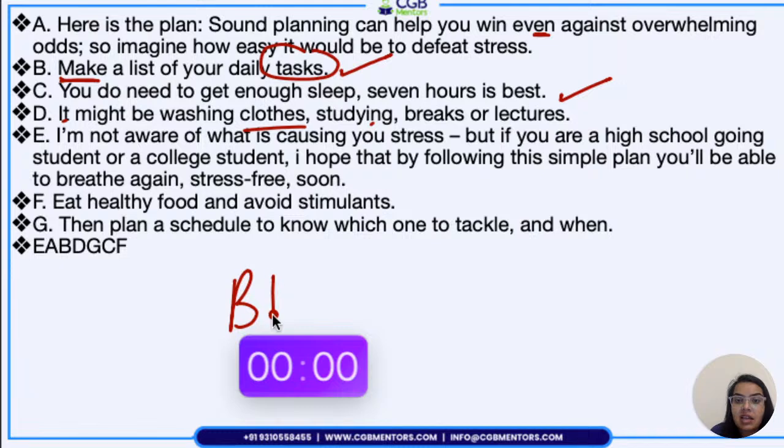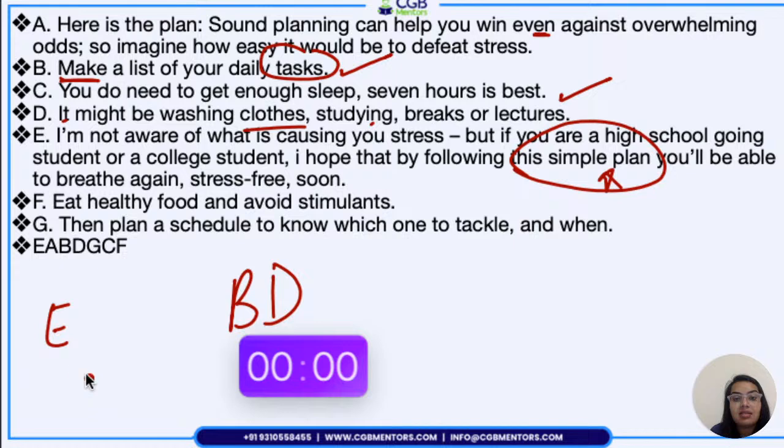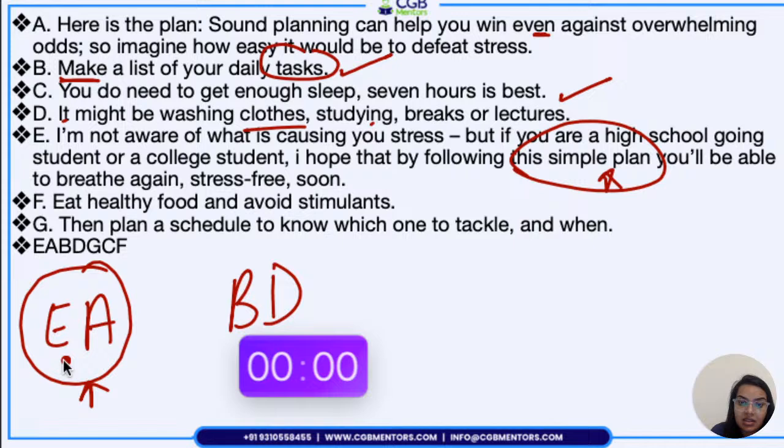So B and D are a pair because I'm saying number of tasks and then I'm naming those tasks later on. I'm not aware of what is causing you stress, but if you are a high school going student, I hope that by following this simple plan, that means the plan I'm about to tell, will be able to help you. So E talks about introduction of the plan, and here is the plan. Now I am giving the plan. E being the first, the pair is EA, so A will be second. BD is a pair, we don't know where to put yet.